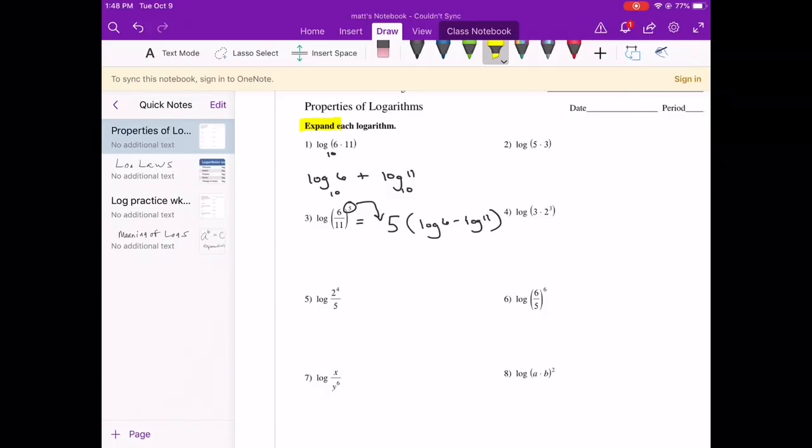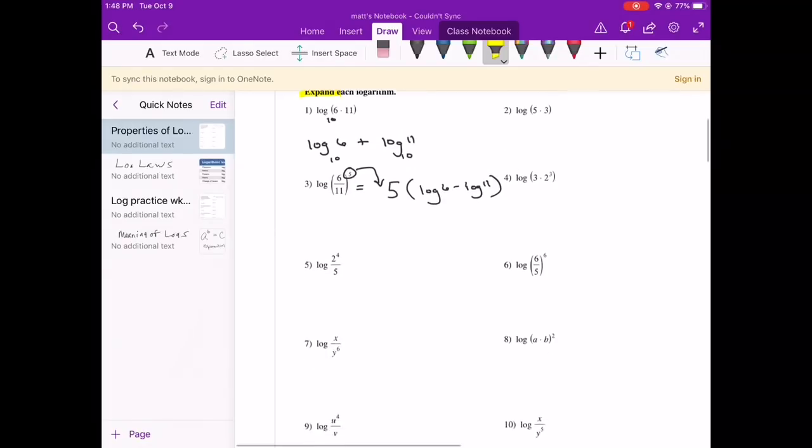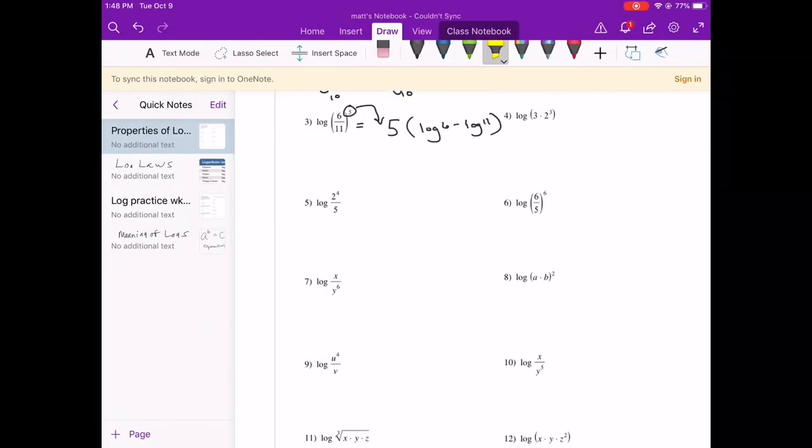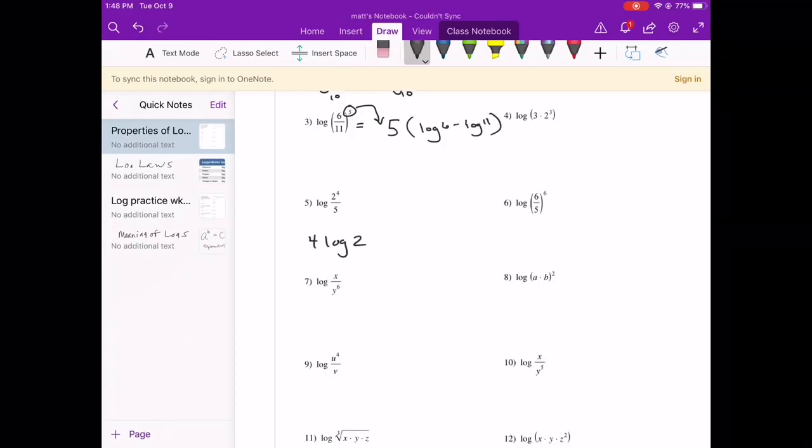And I just continue to work through some of these properties. Number 5, I've got an exponent in addition to a ratio inside of my log. So that's going to give me the 4, that 4 is going to be only attached to my first log, log of 2, and then I subtract my other log, log of 5.